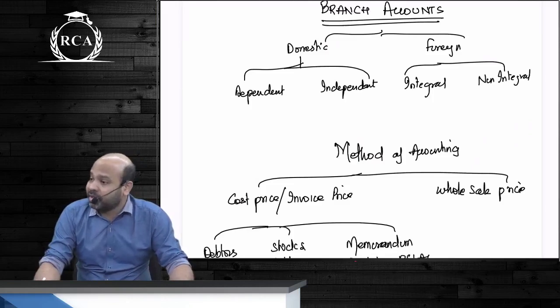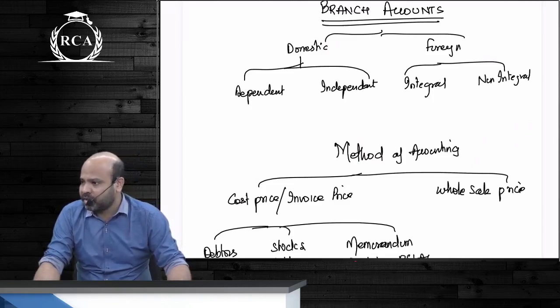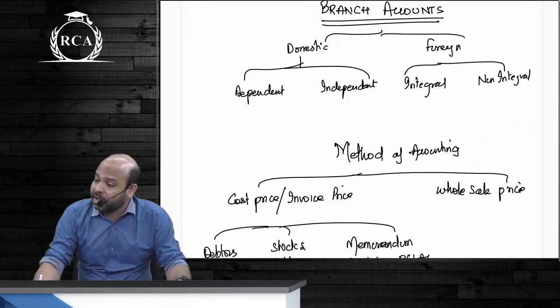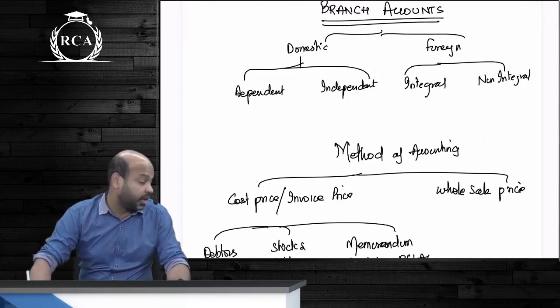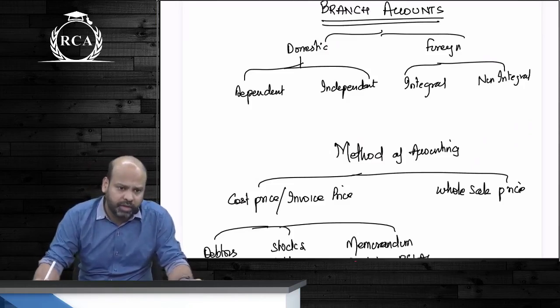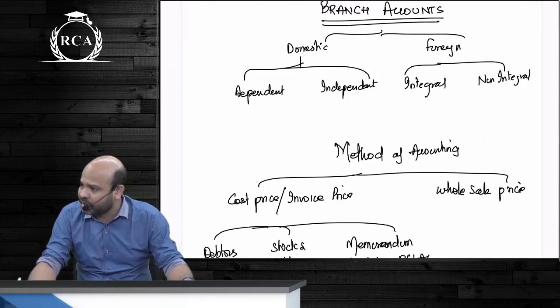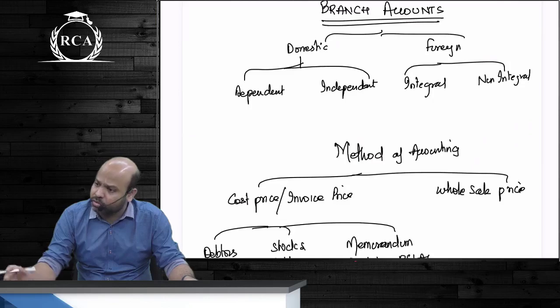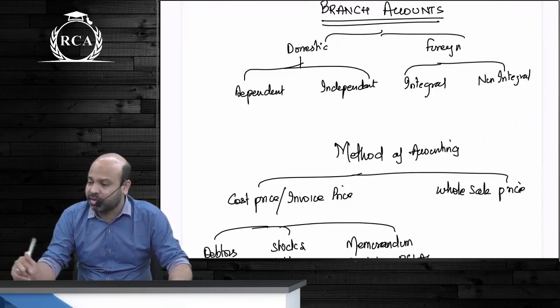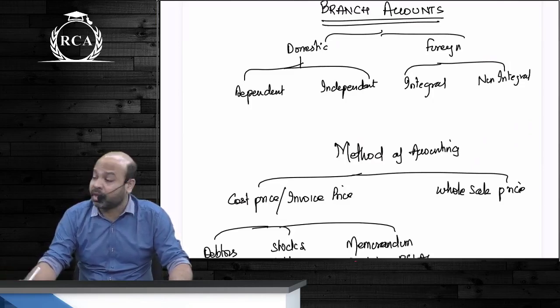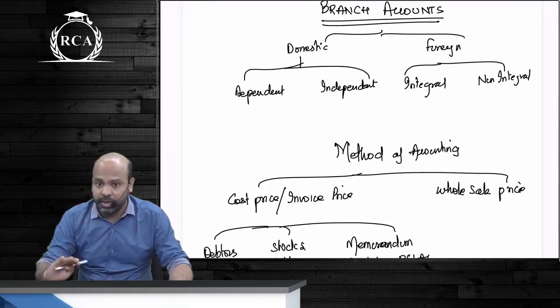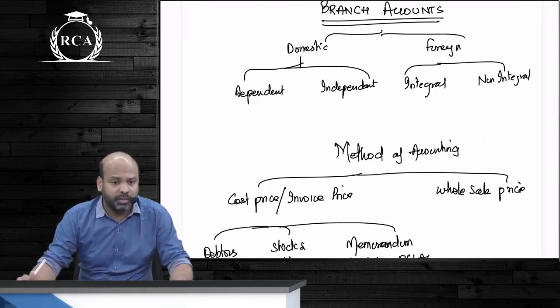On the other side, a non-integral foreign operation is one where the branch will take all the decisions in relation to its day-to-day operations. Whatever funds are required for running the show will be raised locally as such, guys. They will be manufacturing goods or they will be purchasing goods locally. They will sell goods. They will manage their own funds, pay their own expenses. Once in a while, whatever are the surplus amounts left will be remitted to head office. Remittances will not be made to head office on a daily basis.